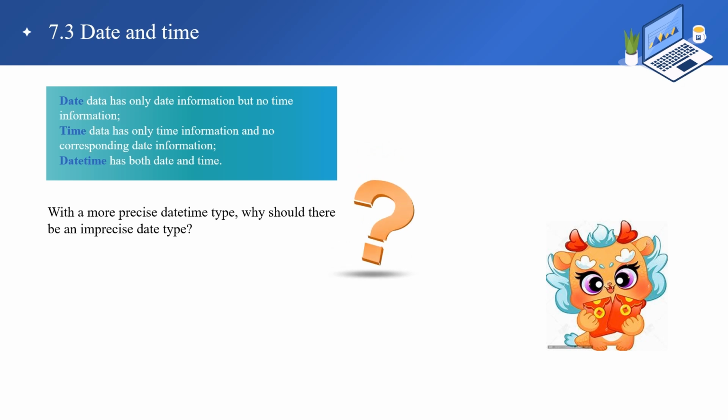But with a more precise date time type, why should there be an imprecise date type? This is similar to integer and floating point number, because for many events, we only care about the date of occurrence and no longer care about the time. If only date time type is used, the amount of storage and calculation will become larger. Moreover, when comparing whether the two dates are equal, we should also pay attention to whether the attached time information is also equal, and errors are likely to occur. Not all programming languages provide these three data types, and most databases have only datetime and no date.